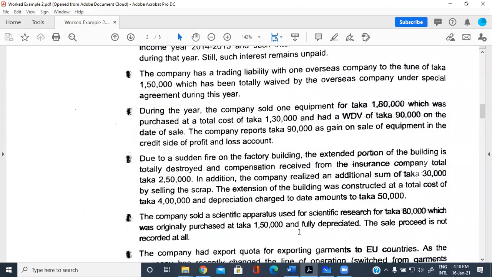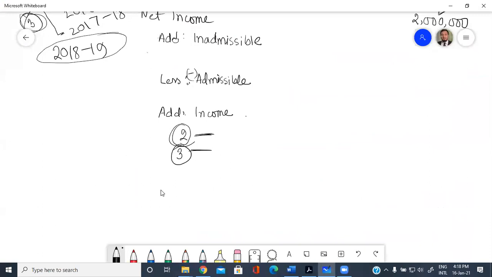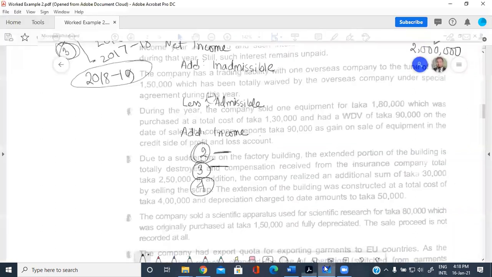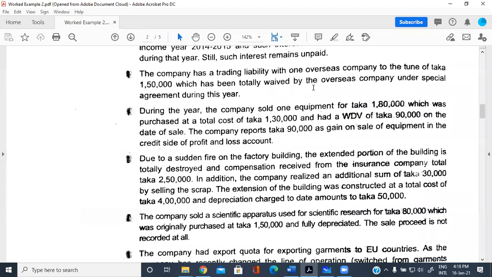Okay. So here we will try to see the income heading. For what purpose? Waiver of the trading liability by a foreign company. Okay. Now, you can relate it with the previous class discussion. During the year, the company sold one equipment for taka how much? 180,000, which was purchased at a total cost of taka 130,000 and had a written down value of taka 90,000 on the date of sale.